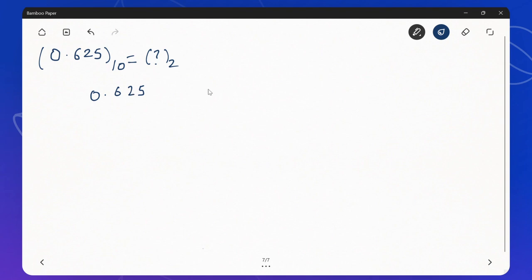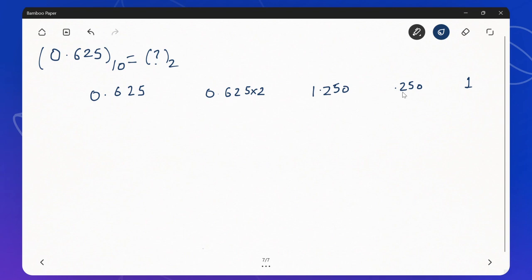What is the first step? The first step is multiplying the given number by 2. On multiplication, we get a resultant number. The result of 0.625 times 2 is 1.250. Then we divide it into two parts: one is the integer part and the second is the fractional part. The fractional part is 0.250 and the integer part is 1. So we write down the integer part 1.